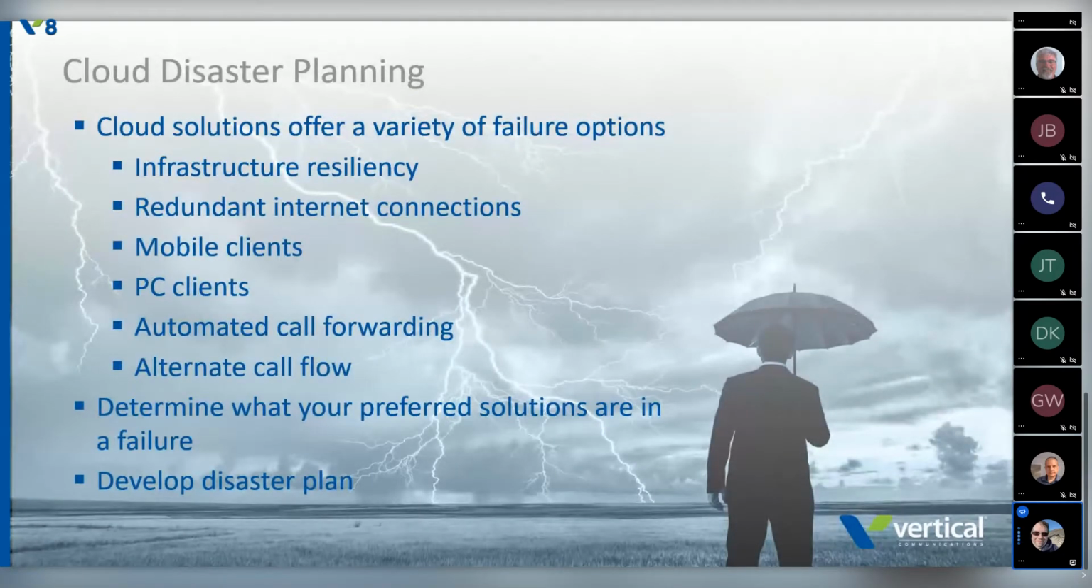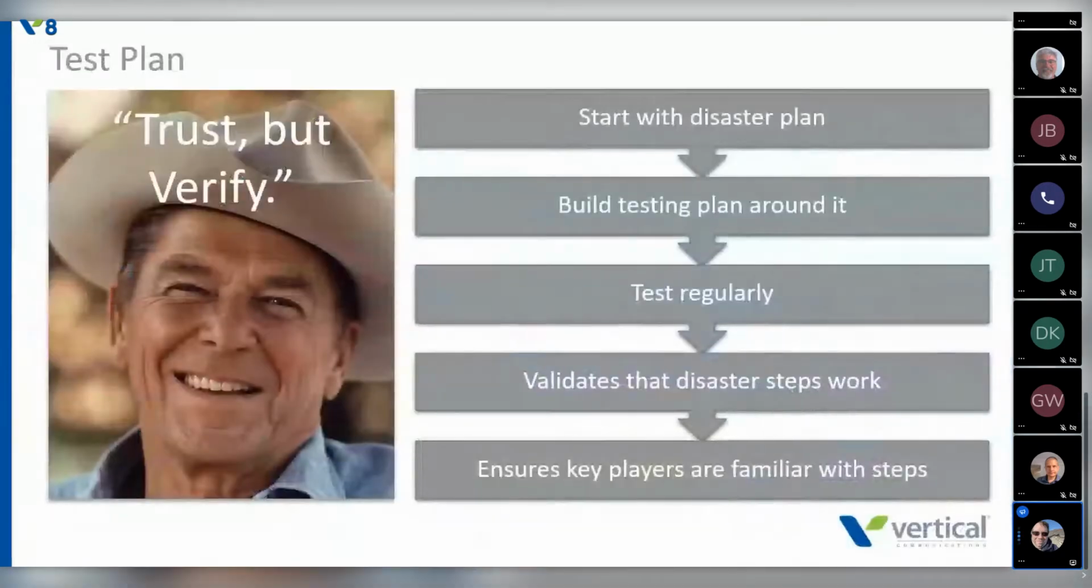But the key thing here isn't developing the plan. That's the easy part. The hard part is developing the test plan. As good old Ronnie Reagan says, you need to trust, but you've got to verify everything all the time. If you don't test your disaster plan, you don't have a plan. So build a test plan around it and test regularly. And the value of this is you can make sure that you know and feel comfortable that if there is an issue, you have steps that work.